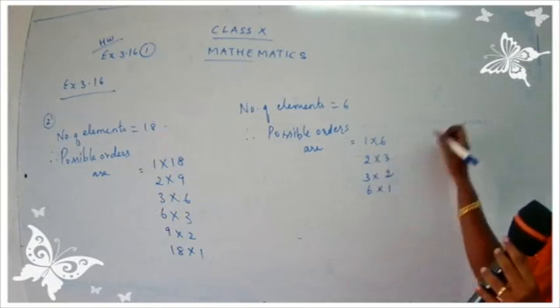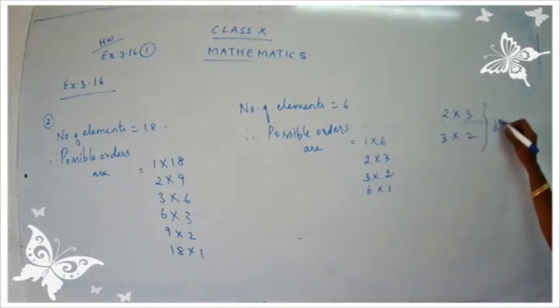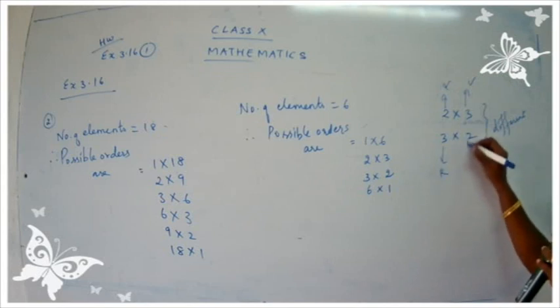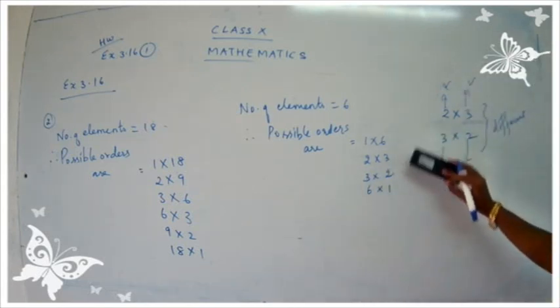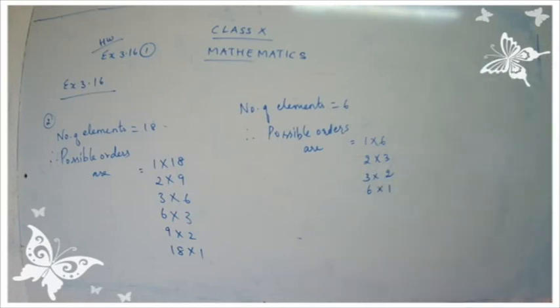I have told you 2 into 3 and 3 into 2 have different meaning. They are different. 2 rows, 3 columns. 3 rows, 2 columns. So they are different. So be careful. So you have to write down all the answers. 1 into 6, 2 into 3, 3 into 2, 6 into 1. Clear, children? So we have completed our sum number 2. Let us go for the next question.